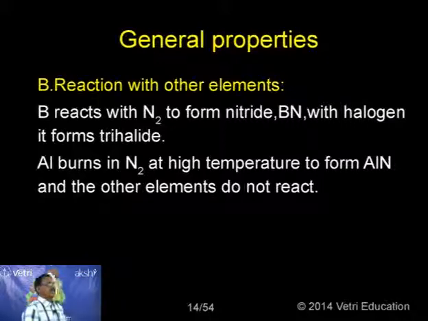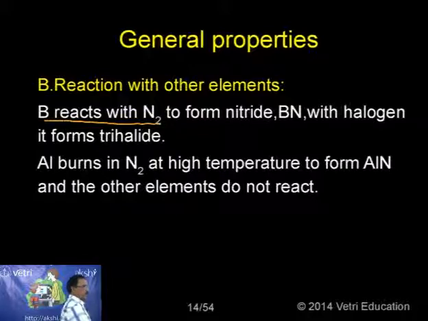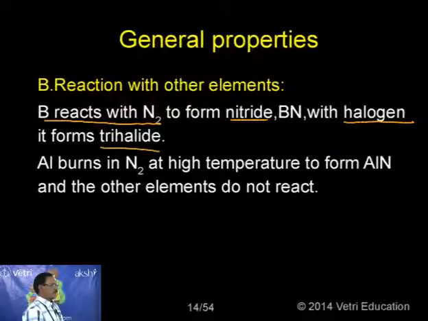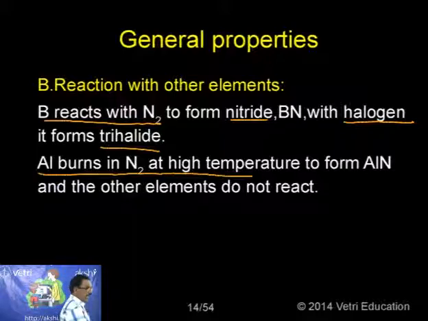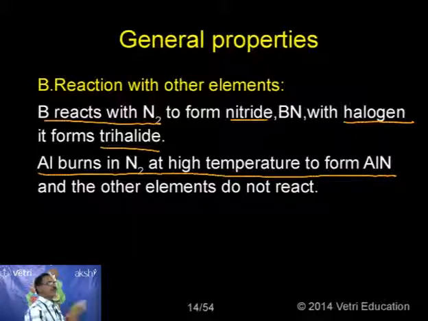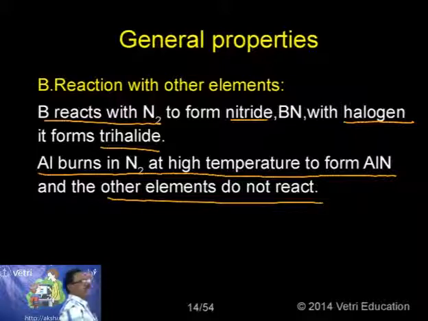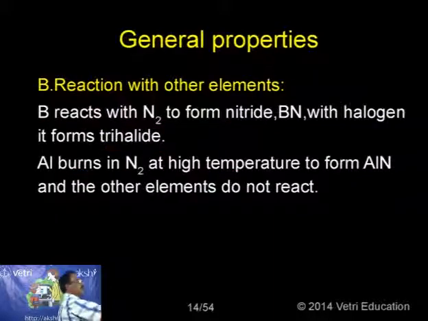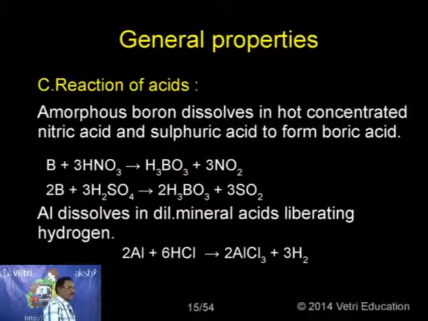Reaction with other elements, not only air. Boron reacts with nitrogen to form boron nitride. With the halogens, it forms trihalide, BX3. This is the interesting information. Whereas aluminium bonds with nitrogen at a high temperature to form AlN. And the other elements do not react. So again, reactivity decreases with the other elements also. This is the interesting comparison you must do.